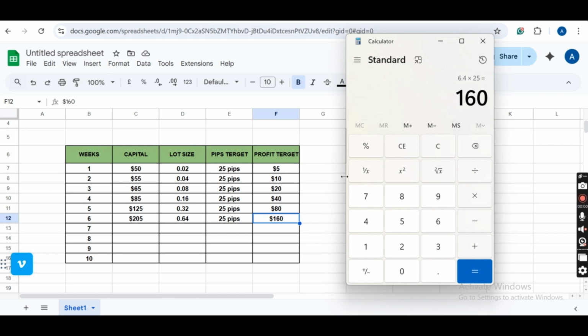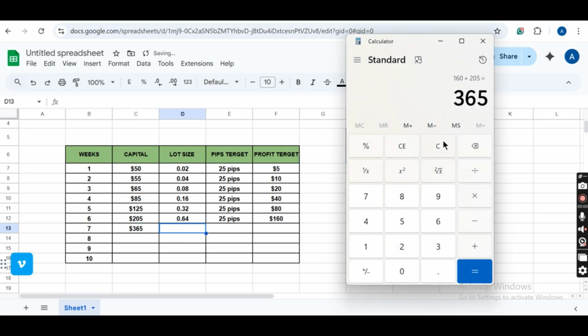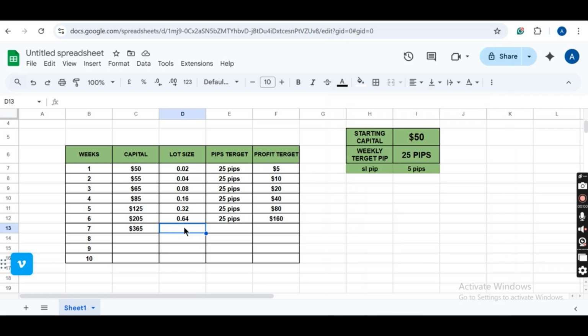So week 6 target now is $160 plus initial capital da muka fara week 6, which is $205. So we are going to have $365. Now week 7 capital now is going to be $365. So zamu doubling lot size now from 0.64. Idan muka ce times 2, so lot size now is going to be 1.28 lot size. So 1.28 lot size for week 7.